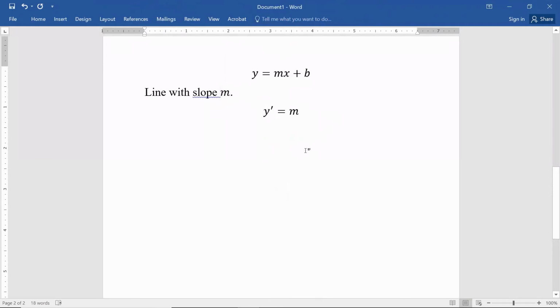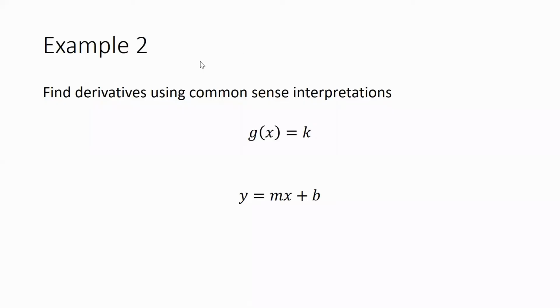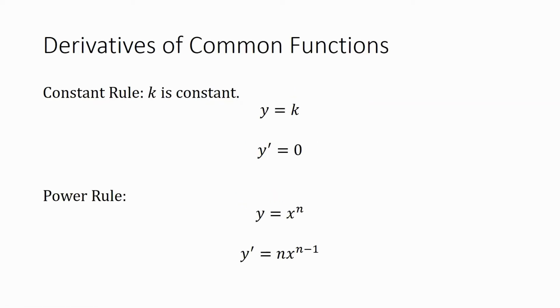So I'm going to start giving you the general rules. Some of these I'll reference back to other things we've done. There are a lot of general rules for taking derivatives of common functions. The rule that we just saw is often called the constant rule: if k is a constant number, and you take the derivative of y equals k, the derivative is y prime equals 0. Again, horizontal line means slope of 0, so the derivative of any constant number is 0.